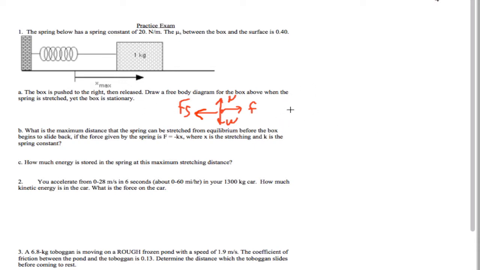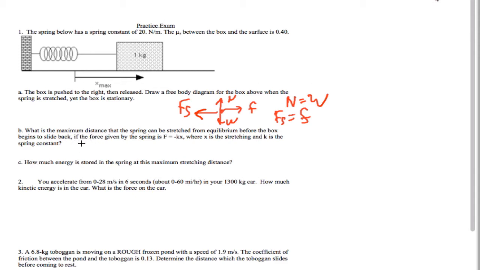Now what I'm going to do is set up the equilibrium equations, meaning normal balances weight. And for part B, we're told that friction is balancing the spring force because the spring isn't moving yet. So I set these two things equal. Now what we need to do is calculate what the stretching distance is, given the fact that all these forces balance.